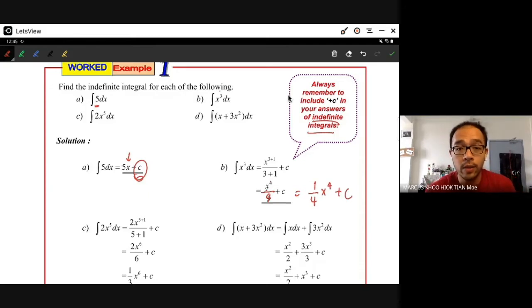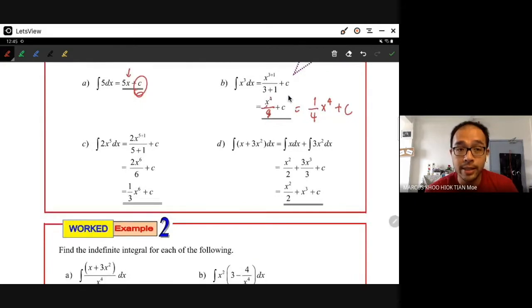Then if you have a number like this, you leave the 2 alone, and you raise the power of x. Then because there is 2 and 6 over here, you can simplify and it becomes 1 over 3. So take out the x to the power of 6.